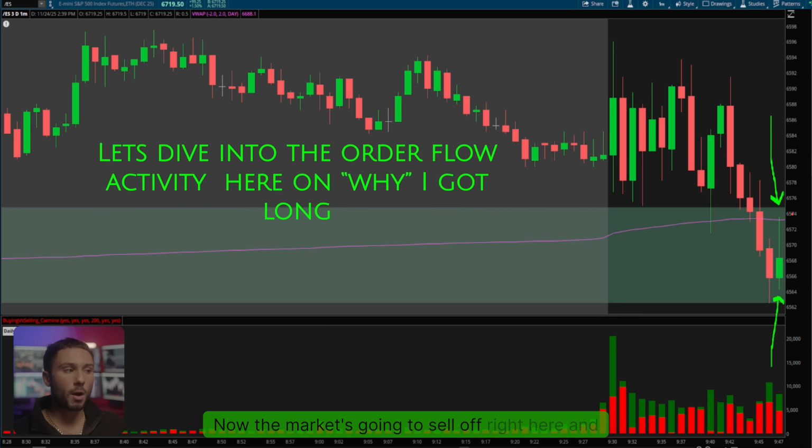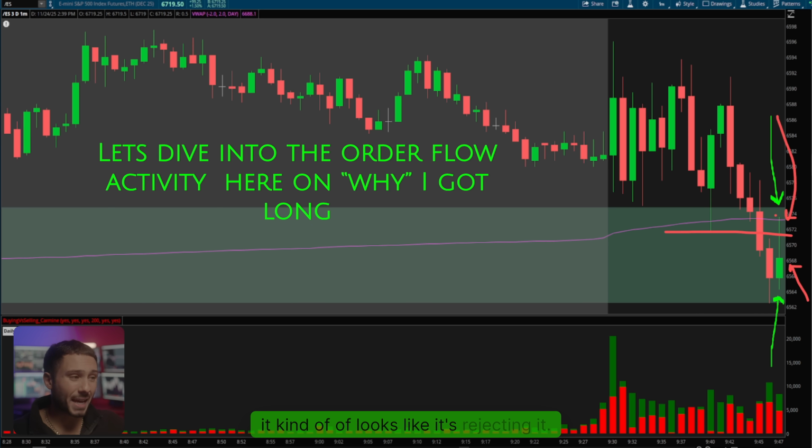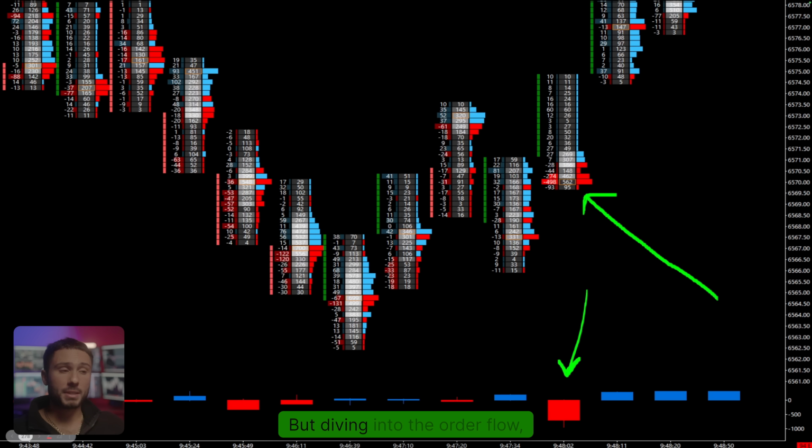Now, the market's going to sell off right here, and I get long on this candle right here. Obviously, you're going to know the outcome of this setup because I just explained that it was a 5-to-1 risk to reward ratio. But does anything right here, right now, indicate that the market is super bullish at this moment? Honestly, just looking at a candlestick chart, not looking at any order flow, the market breaks this low. It kind of looks like it's rejecting it. We're selling off, and nothing really right here, right now indicates that the market has a very strong chance of bouncing. But diving into the order flow, I'm going to show you a live replay of this setup.